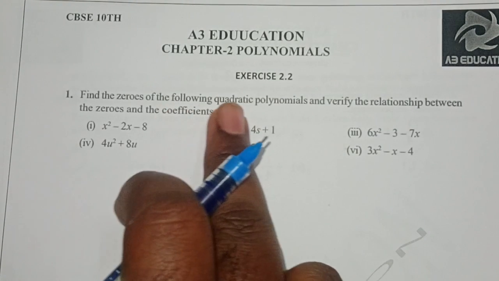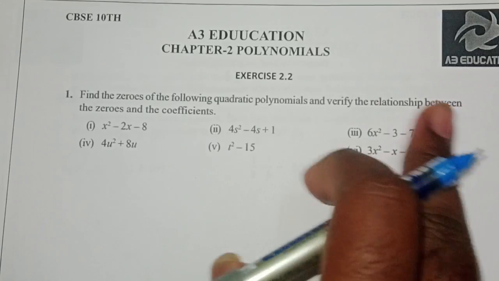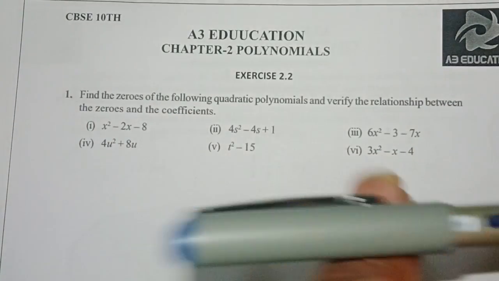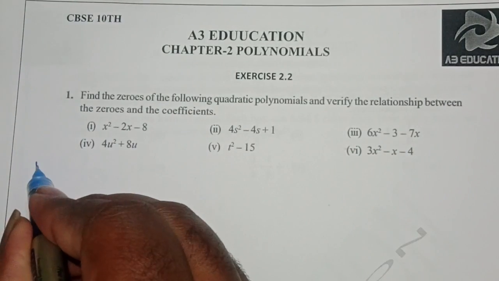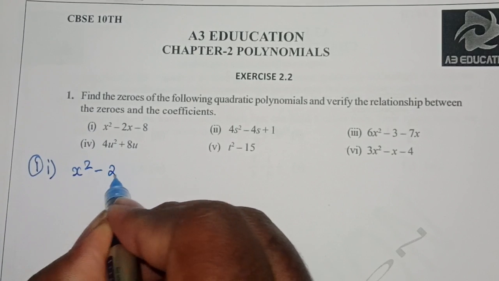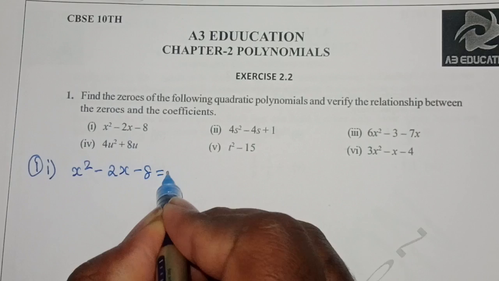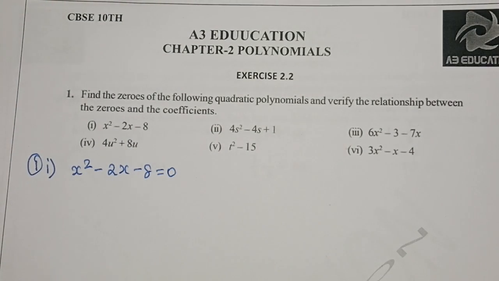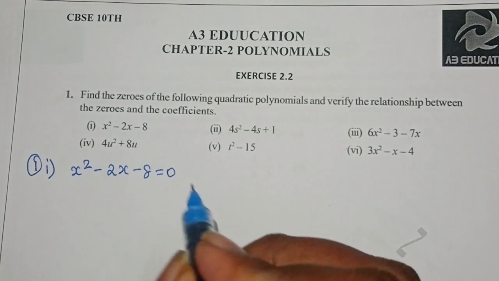Find the zeros of the quadratic polynomial and verify the relationship between zeros and the coefficients. First sum, first subdivision: x square minus 2x minus 8 equal to 0. First we need to find the zeros.